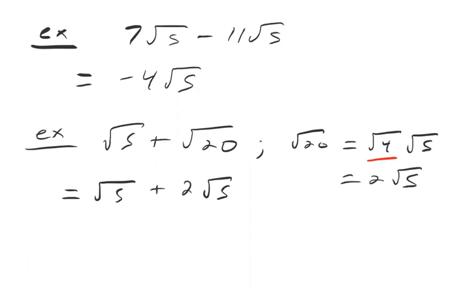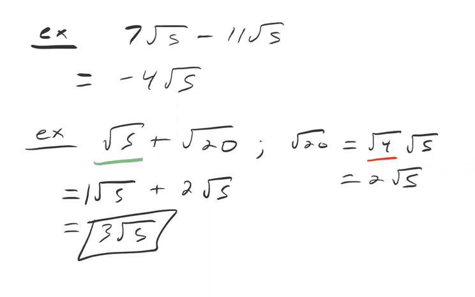So remember, even though there's nothing in front of the square root of 5 there, there's really a 1, isn't there? Just like when we have an x, there's really a 1 in front of the x. This is kind of like 1x plus 2x. So now what's 1 square root of 5 plus 2 square root of 5? That's a total of 3 square root of 5s. So sometimes it doesn't look like you can combine those terms because they're not like terms. But after you simplify the square root of 20, you end up being able to combine them because they do both have a square root of 5 in them now.